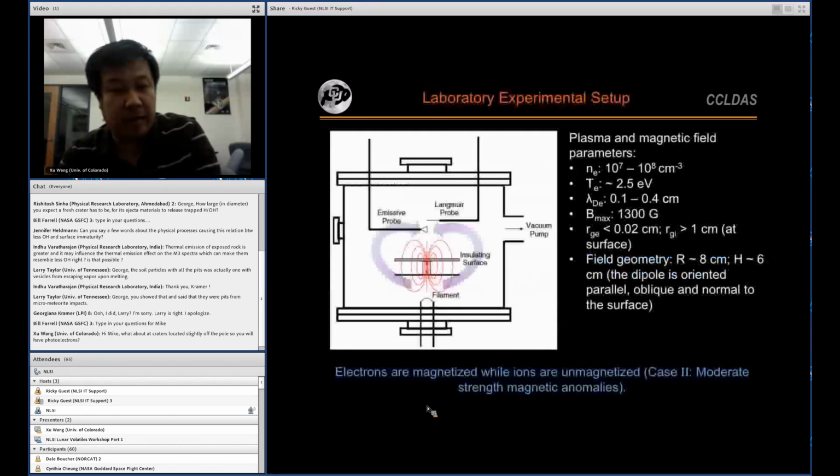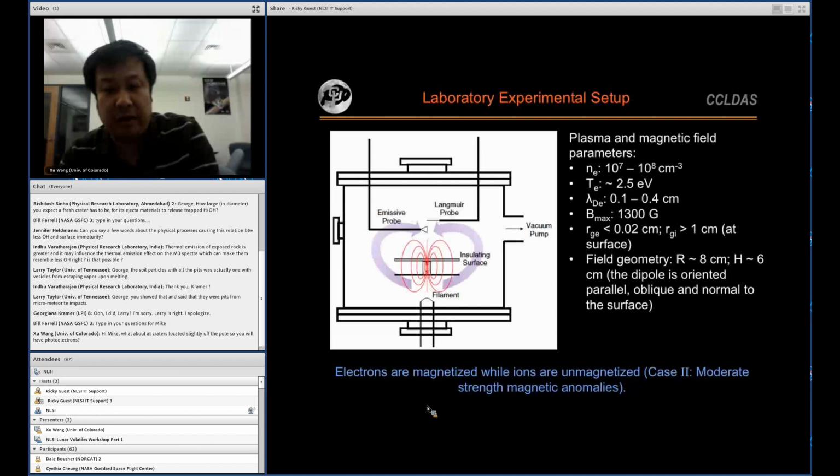So this is the laboratory setup. This is a vacuum chamber about 50 centimeters in diameter and 30 centimeters tall. In the middle there's an insulating surface, and under that there's a permanent magnet to create the dipole field. The dipole field was oriented vertical, parallel, and oblique to the surface. Below that, a hot filament creates plasma. And we have this probe to measure the potential distribution above the surface.